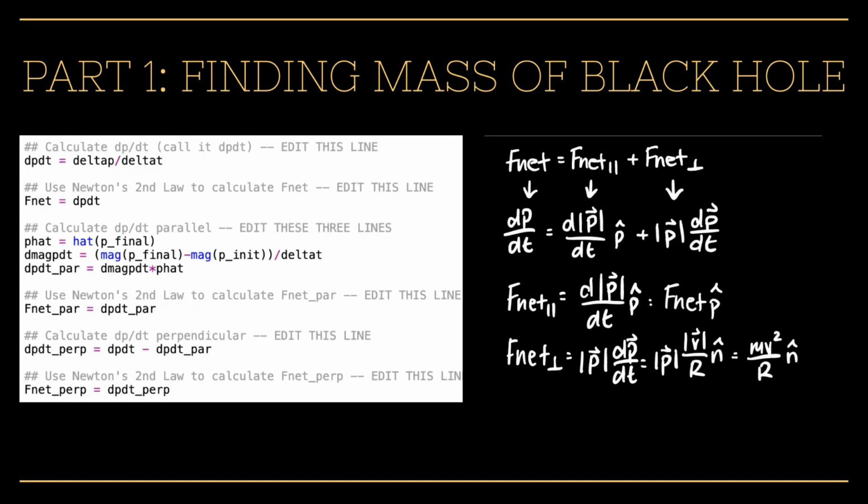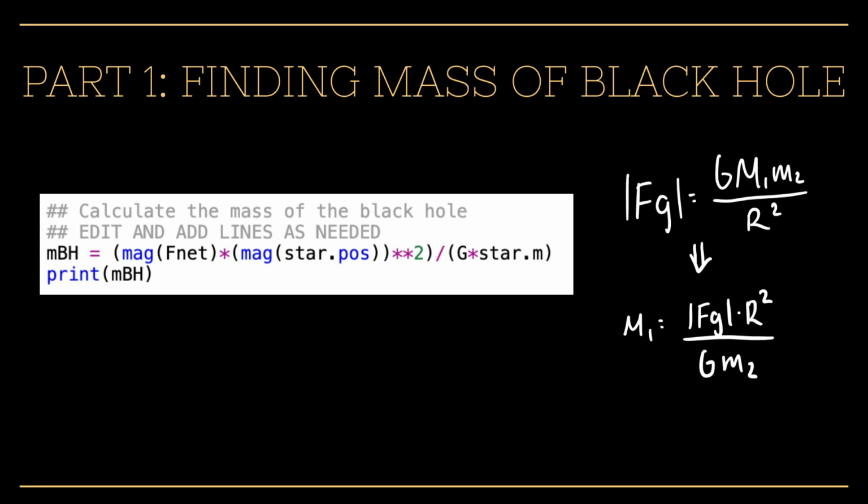Then using the momentum principle, I was able to find the overall F net by finding the net force in the parallel direction, and then subtracting that from the net force overall in order to find the F net perp, and this allowed me to find the overall net force by this law. Once I found the net force, I was able to manipulate the law of universal gravitation in order to solve for the mass of the black hole, and I was able to plug in the net force in order to find the mass of the black hole.